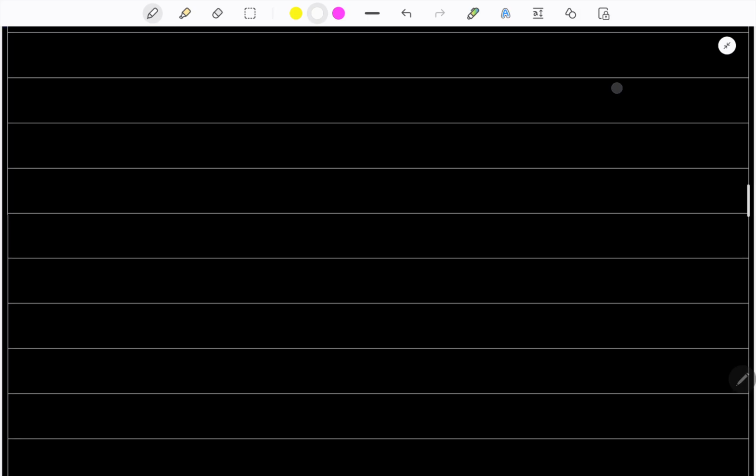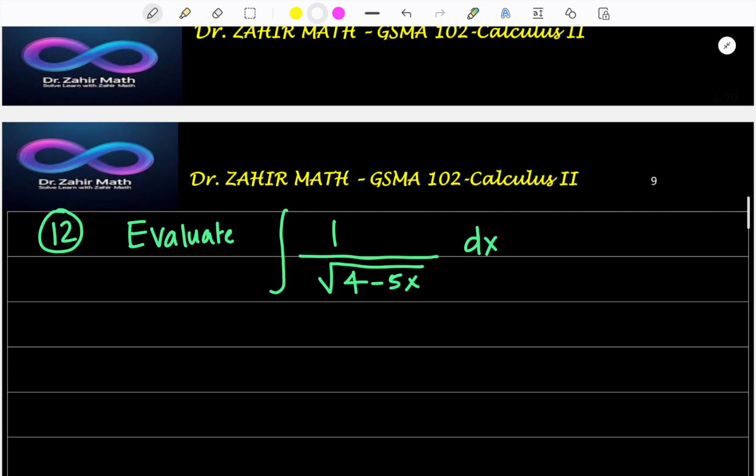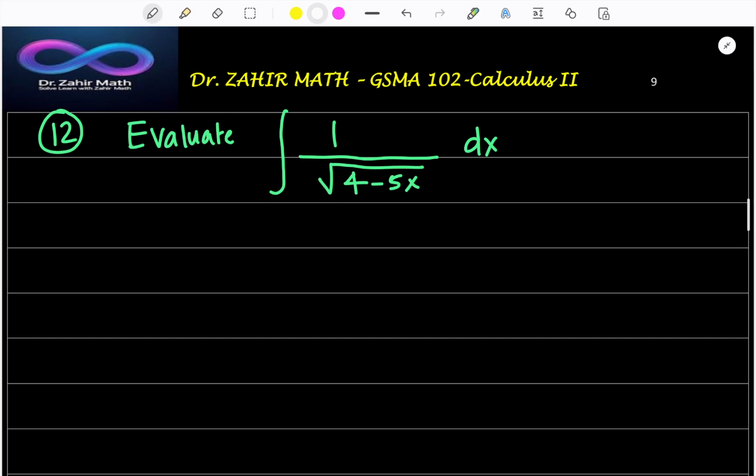Okay, right. Let's go to the next question. The next question also has the same idea, but the root is on the bottom. Okay, but the same idea. Right. So let's go to the solution.